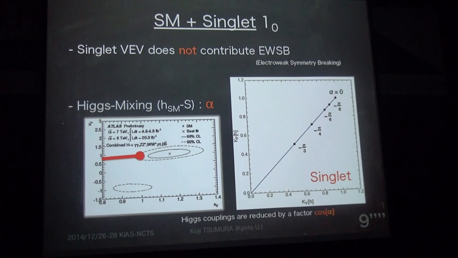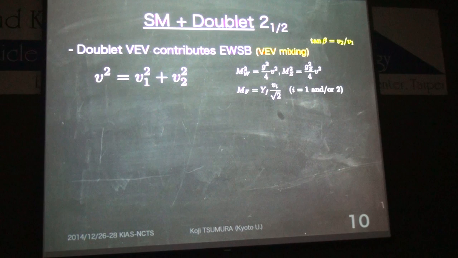Okay, so next I will discuss the doublet extension, the two-Higgs-doublet model. In the doublet extension, the doublet pair contributes to the electroweak symmetry breaking in this way. Phi 1 is the first doublet, and Phi 2 is the second doublet. In this case, the VEV relations change from the standard model, and we need to introduce an additional parameter, the so-called tangent beta, v2 over v1. In this case, the mass of the gauge boson is not changed actually, but the mass of the fermions is different from the standard model because we have two VEVs.